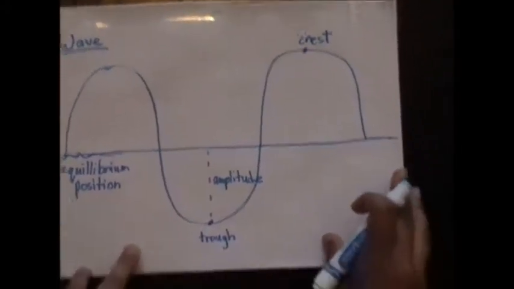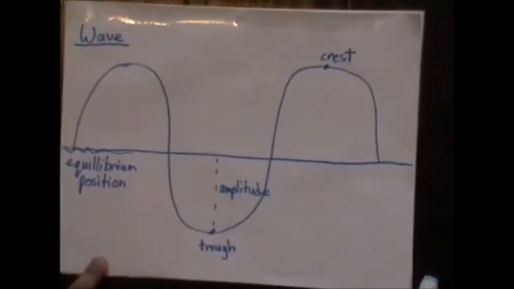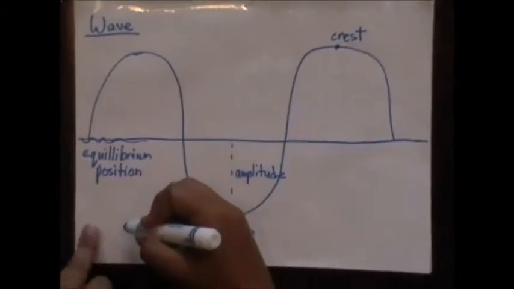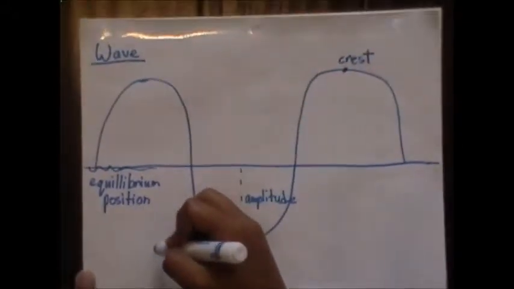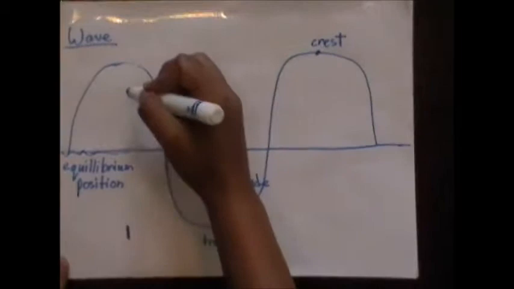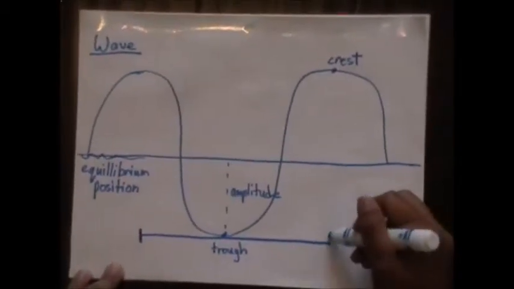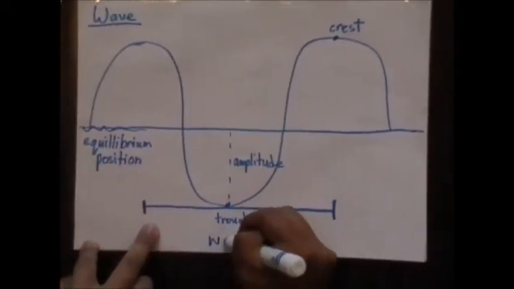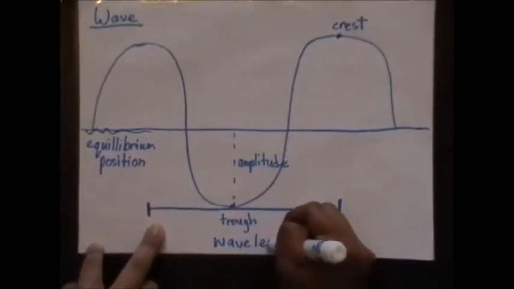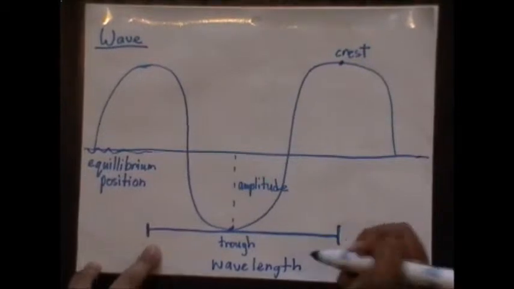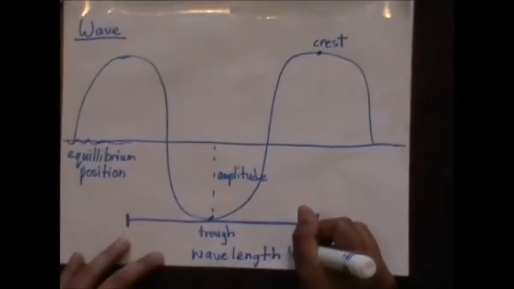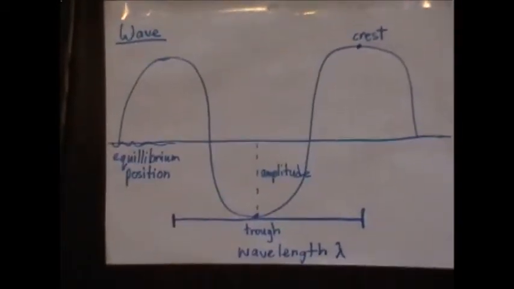And a whole wavelength consists of this point at the beginning, right here, starting all the way from down there, all the way to right here. And that is what makes up a wavelength, which can be represented by this symbol.